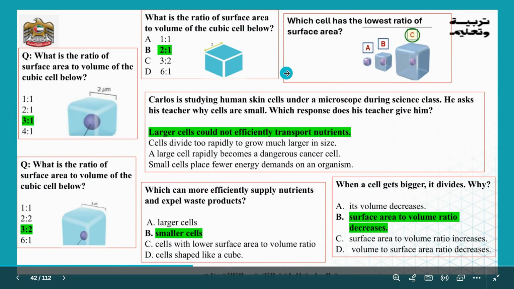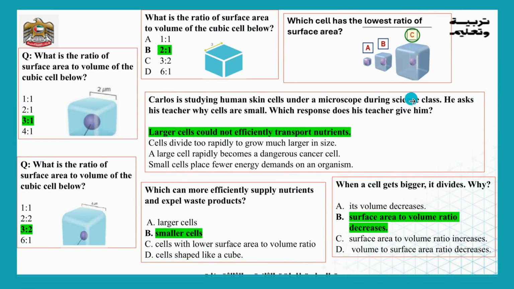Here are some questions. As I told you, you will pause the video and read the questions and try to see the answer. Try to check whether you know how you got this answer. What is the ratio of surface area to volume of the cubic cell below? Here they've given you a cell and they've asked you the ratio. So, you will need to do the calculation. Here the side is 2. So, surface area will be 2 times 2 times 6, and then volume will be 2 times 2 times 2, and then you will find the ratio. Write it in its simplest form.